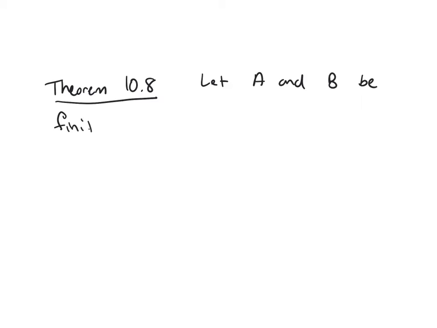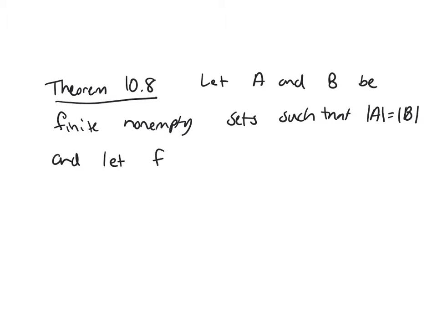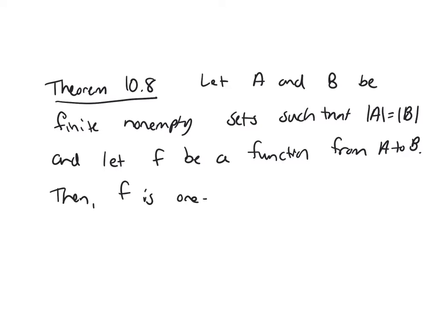So let's continue talking about bijections, but now let's look at this result, Theorem 10.8, which says let A and B be finite, non-empty sets such that the number of elements of A equals the number of elements of B, and we're going to let F be a function from A to B. Turns out then F is 1-to-1 if and only if F is onto.